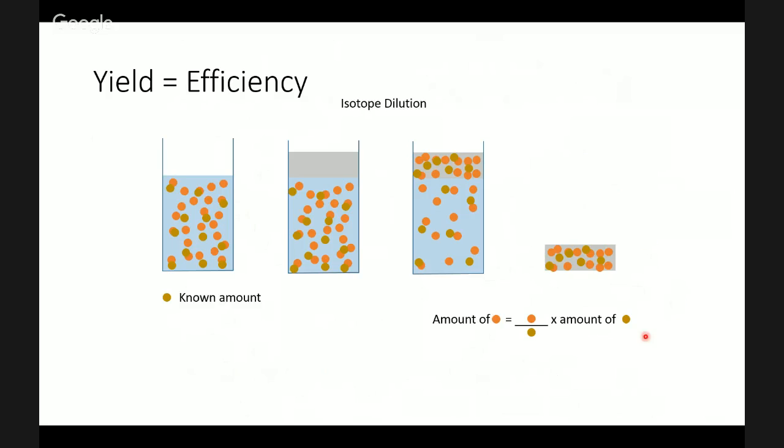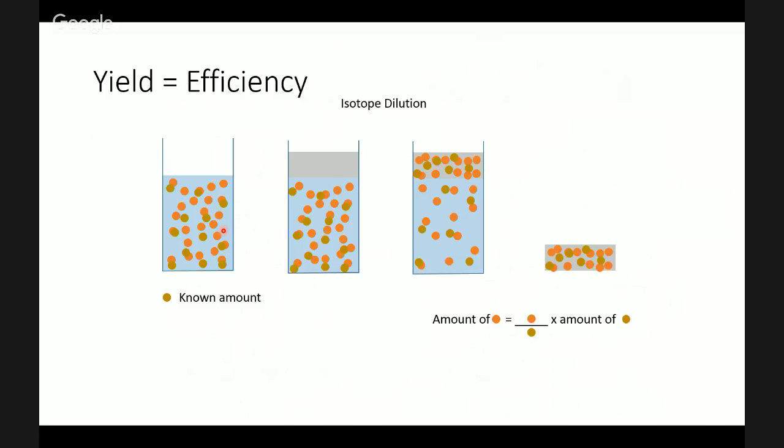So rather than try and work out the amount, we just measure the ratio of the naturally occurring isotope to the tracer isotope. That's the only thing we measure. And then we know the amount that we added at the beginning. So you just multiply those two things together, and that gives you the amount of naturally occurring iron, or whatever element you're interested in, at the beginning.